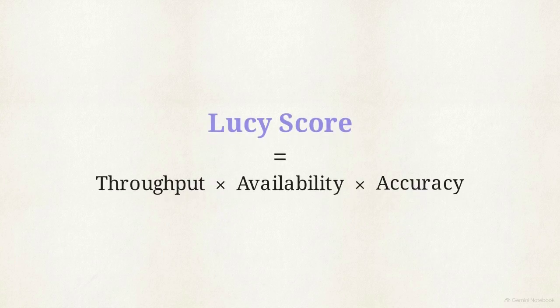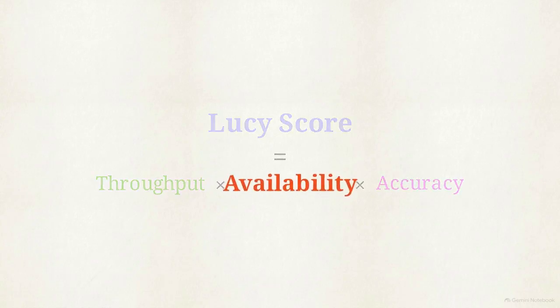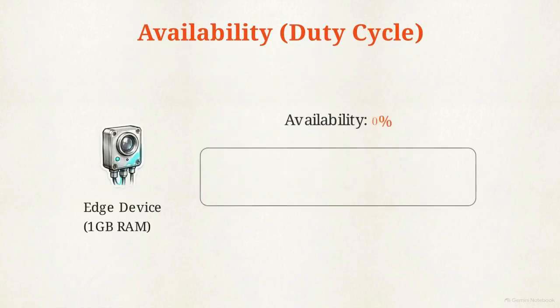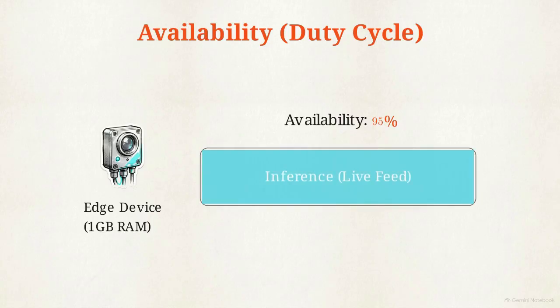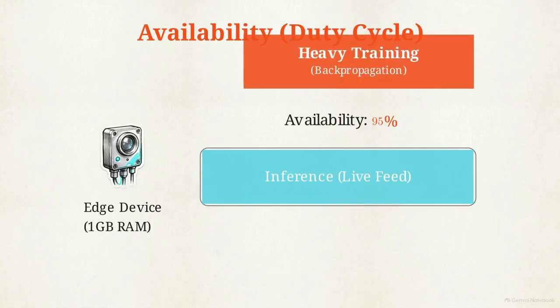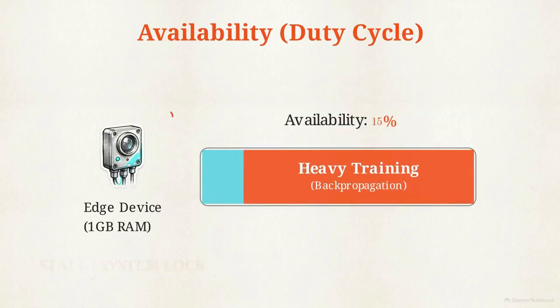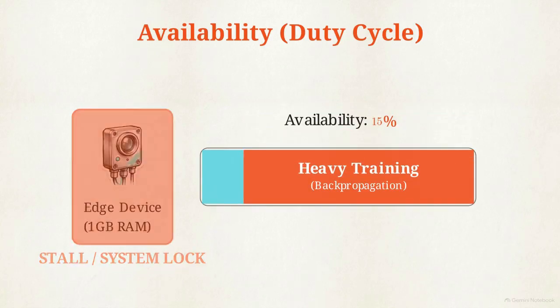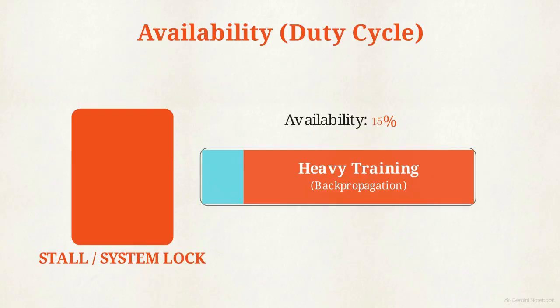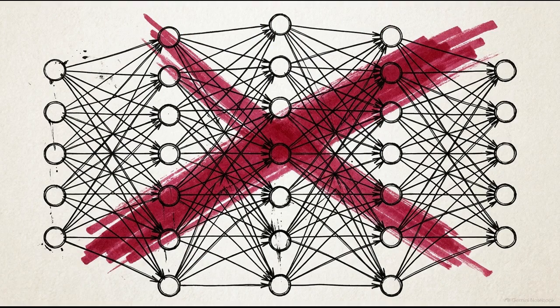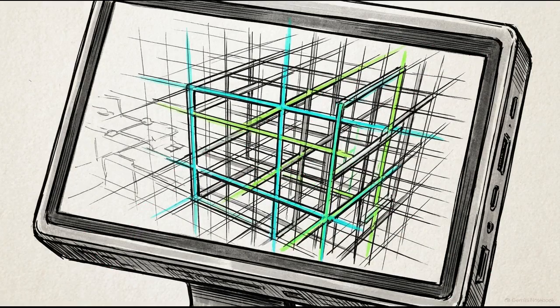This diagram shows the Lucy score, the baseline metric for edge learning. It multiplies throughput, availability, and accuracy. Maintaining that middle metric, availability, or the continuous duty cycle, is the most difficult hurdle. Edge devices struggle to ingest live inference feeds while simultaneously running heavy training calculations. To keep availability high on constrained hardware, classical backpropagation is no longer the standard. The math has to change.